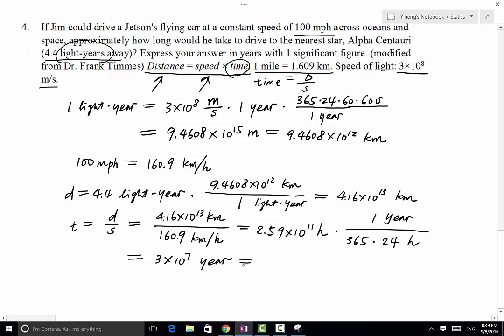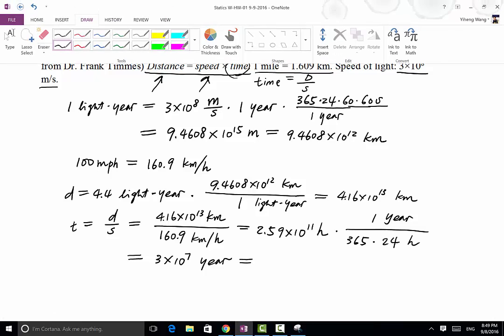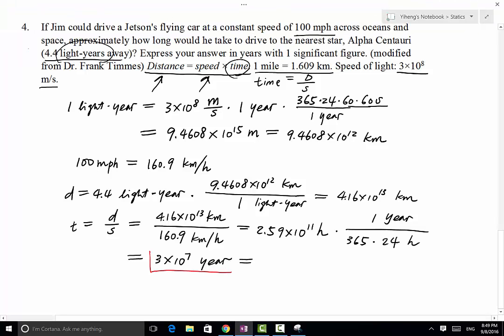And that's keeping 1 significant figure. And you can report that as your final answer, or to put it in common language, that'll be 30 million years.